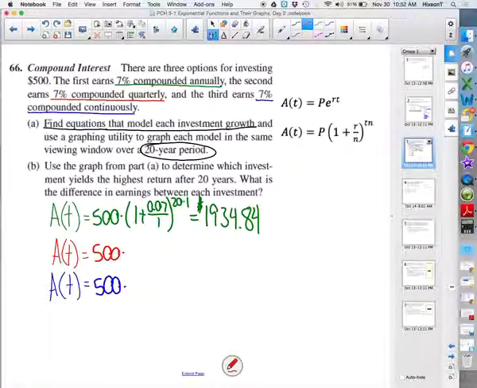How about our second option? It's 7% compounded quarterly. What's going to be the difference between the first one and the second one? n would be 4. So it's going to be 1 plus 0.07 over 4, and then 20 times 4. For those of you using your calculators, if you copy and paste, you just have to change one or two little parts. This ends up being $2003.19.